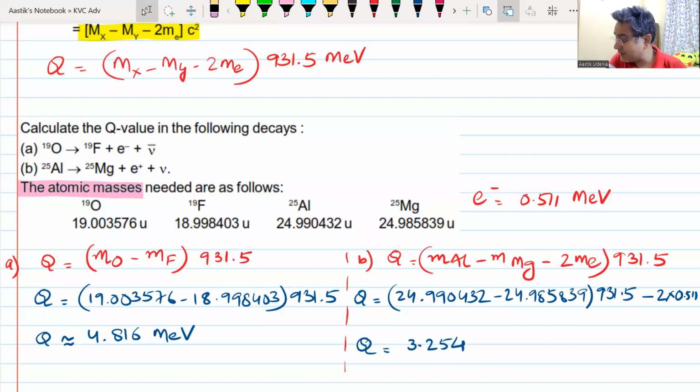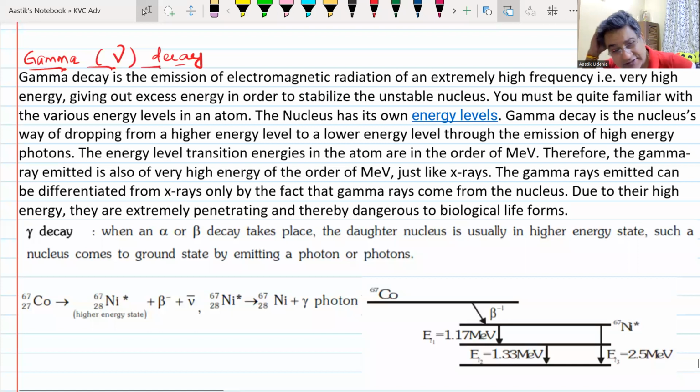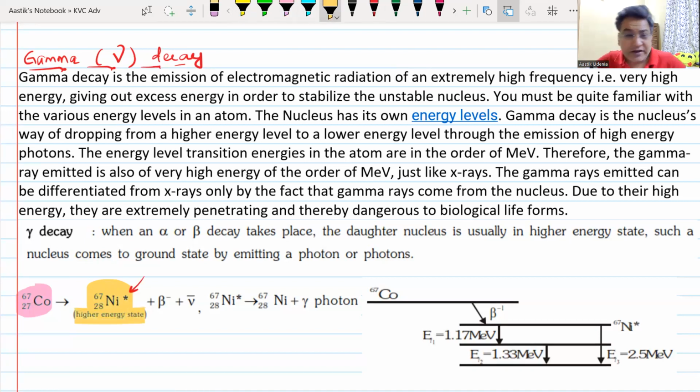Let us go ahead and see the third type of decay, which is known as gamma decay. Whenever this radioactive nucleus, let us take the example of the radioactive decay of cobalt, which you will find in almost all places, it gives you a nickel nucleus that you can see here. But this nickel nucleus has a star, it is actually in an excited state. Similar to excited states of electrons in energy orbits, there are energy levels for the nucleus as well.